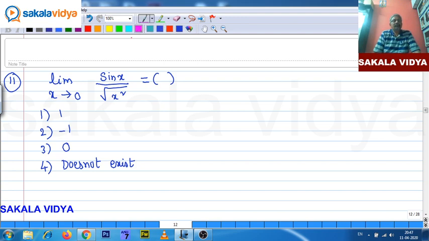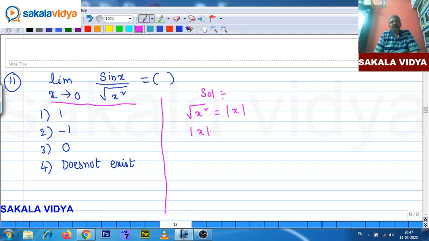See, the limit x approaches to 0 of sin x by root of x square. Now, here we have one concept need to be addressed. The root of x square is equal to mod x. The definition of mod x is equal to x when x greater than or equal to 0, equal to minus x when x less than 0, or even mod x is equal to maximum of minus x comma x. You can remember this one also.